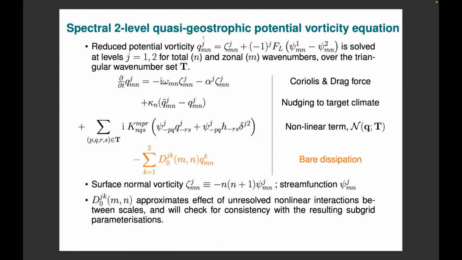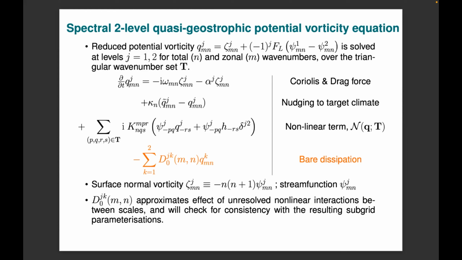Just to recall for everybody, the reduced potential vorticity is given by the surface normal vorticity plus a layer coupling coefficient multiplied by the difference between the stream function of both levels. And it's this layer coupling coefficient that effectively sets the central wave number where baroclinic instability is dominant. So we solve for Q on two levels, levels 1 and 2, for the total and zonal wave numbers N and M, and this is done over the complete wave number set denoted by bold T.